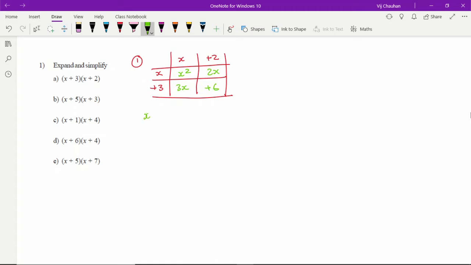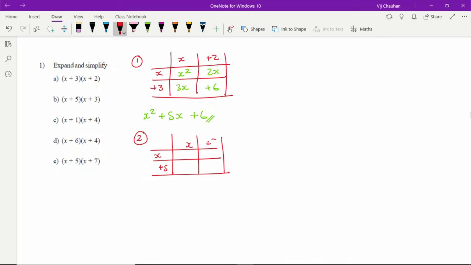So that gives me an answer of x squared plus 5x plus 6. For number 2, let's draw a grid again. X plus 5 and x plus 3. Now one thing I have not done is, if I was using the loops, then what I should have written is x squared plus 2x plus 3x plus 6, which gives me the final answer of x squared plus 5x plus 6.